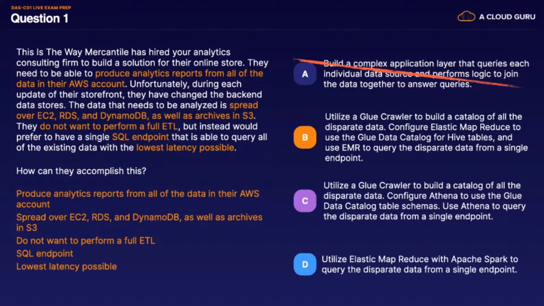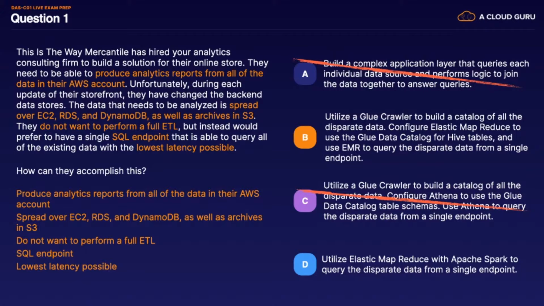And then going back to that lowest latency, between the remaining answers, Athena is probably not going to be the lowest latency. It could be, but again, we don't know for sure. And generally, when we see something like that on one of these questions, they're testing to see if you know if there is a more expensive but lower latency option available in the answers. So I'm going to cross out C.